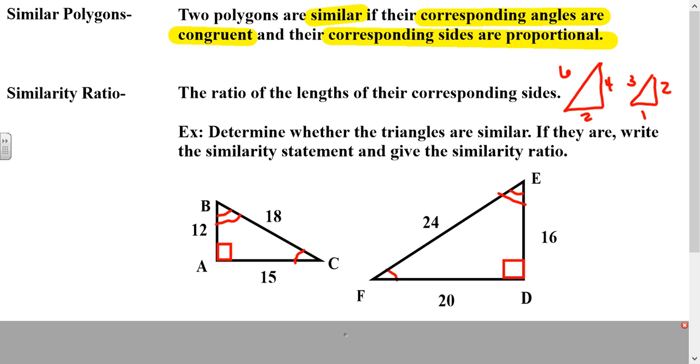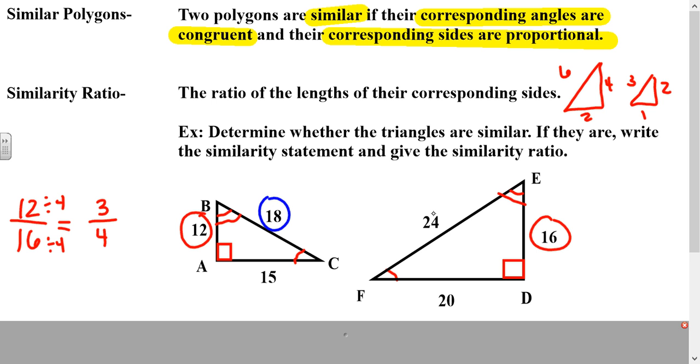So we're going to take a look at 12 first. So 12 matches with 16. So if I take 12 over 16 and I put these numbers into a ratio or a fraction, I can reduce this in the simplest terms. So I could divide both of these numbers by 4 if I wanted to reduce. So then I would get 3/4. Okay? So now let's take a look at our other sides. I have 18 and 24. So let's compare those. So I have 18 compared to 24.